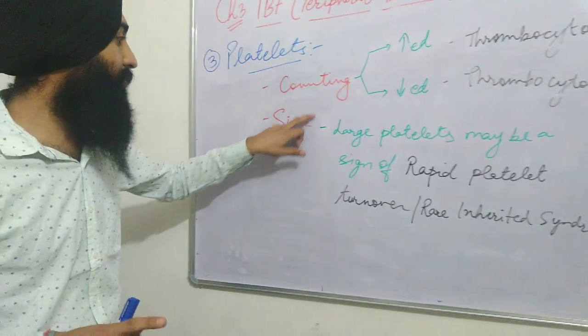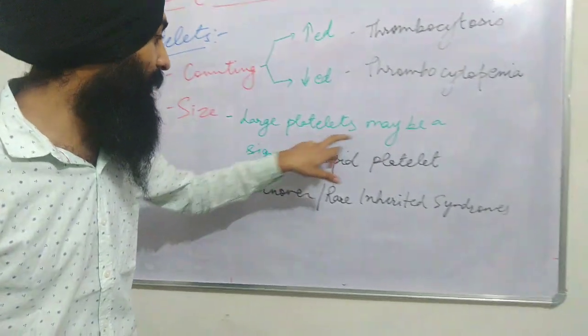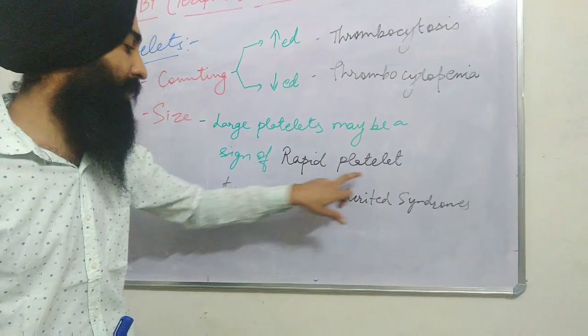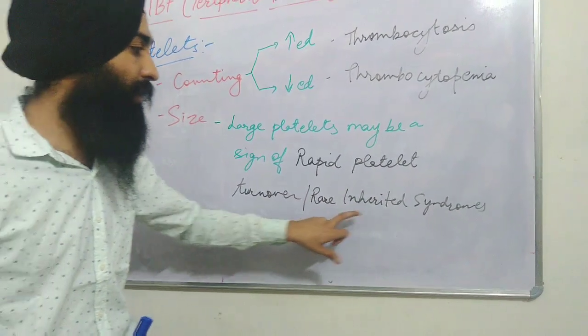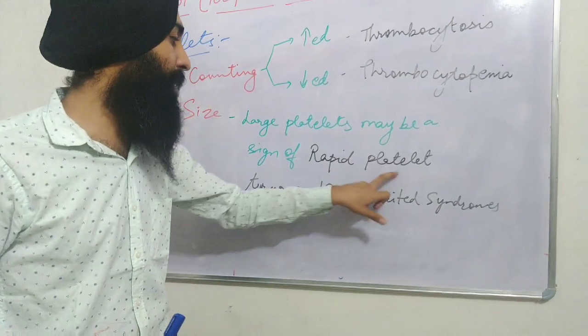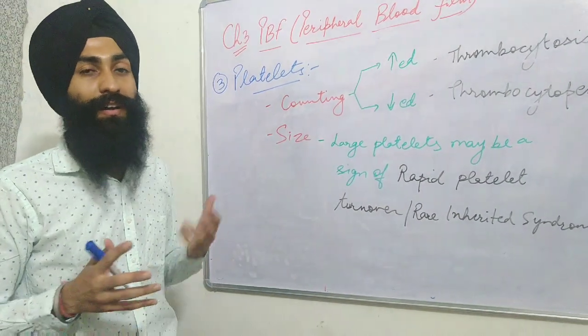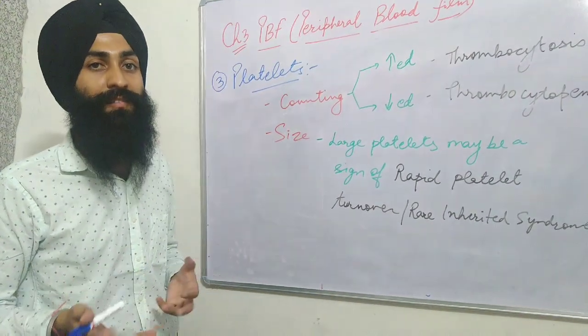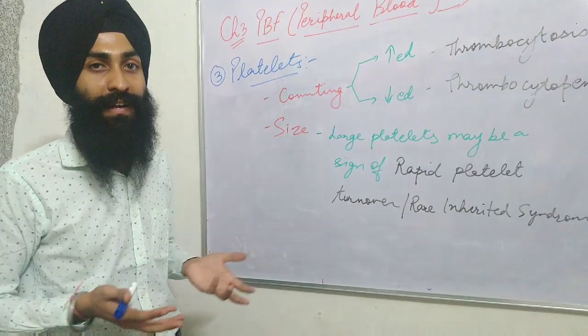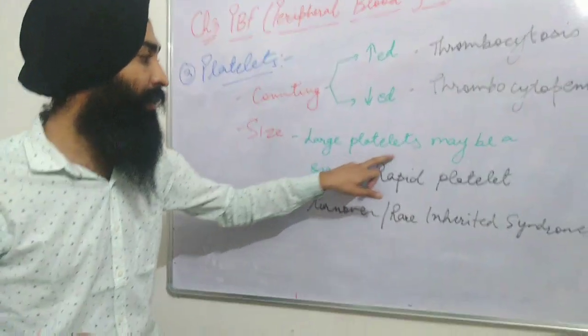Next is the size of the platelets. Large platelets may be a sign of rapid platelet turnover or rare inherited syndromes. Rapid platelet turnover means in the conditions of hemolysis or in the conditions of bleeding where there is platelet turnover, where young platelets are larger in size.